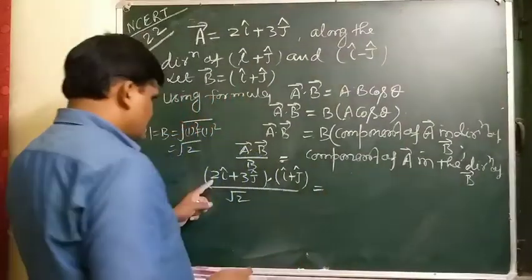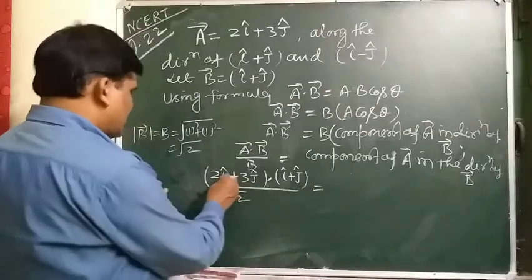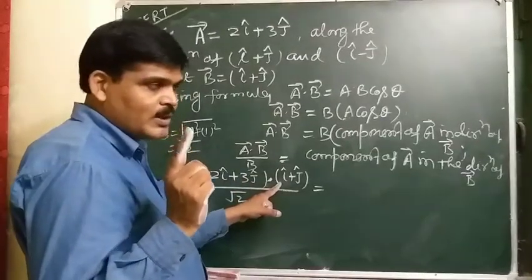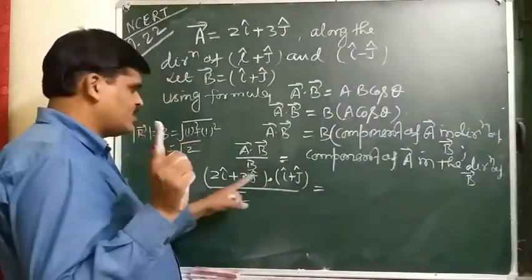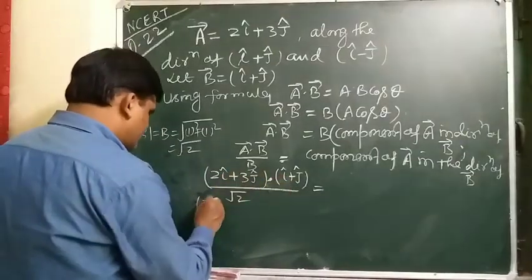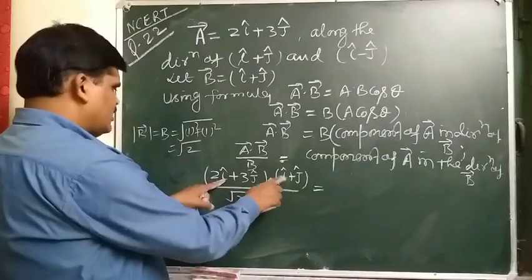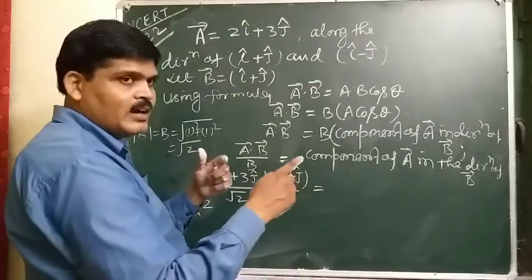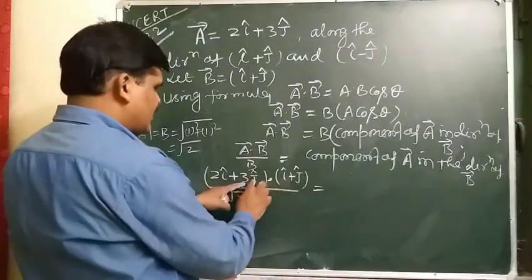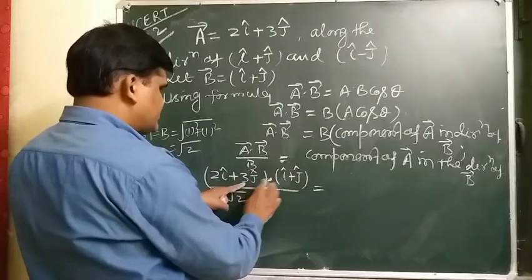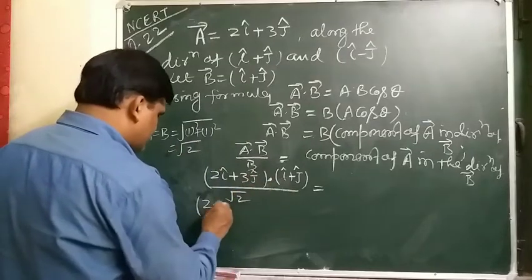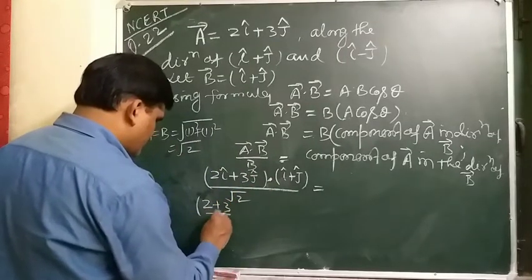This is written as, so 2 i dot i, that is what, 1 cos 0. So i dot i is 1, so it is written as 2. i dot j, 1 cos 90, that is what, 0. And j dot i, 90 degrees, so that is 0. j dot j, that is what, 1. So it can be written as 3. So that is divided by root 2.